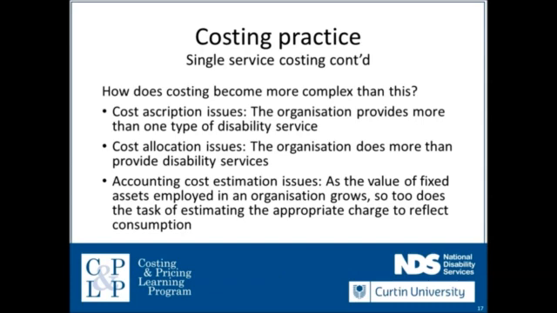I think it's really important to understand that there are ascription and allocation issues that we'll talk about in the next webinar. Cost ascription relates to the organisation providing more than one type of disability service, and it allows us to ascribe or to apportion costs directly according to our expectation of the relationship of those costs to the activities we undertake. Ascription, therefore, is a little bit more accurate because it relates to our identification of costs that are what we call direct costs.